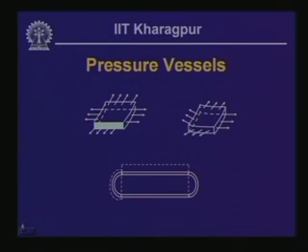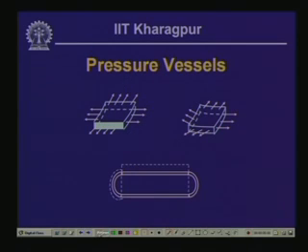Also, if we look into this particular aspect, it is to be noted that if we have a vessel which is a combination of a cylindrical vessel, and this is the cylindrical part, and at the two ends we have the hemispherical part. So this is the spherical part, and at this end as well we have the spherical part. Now, this is a combination of cylindrical and spherical vessel.